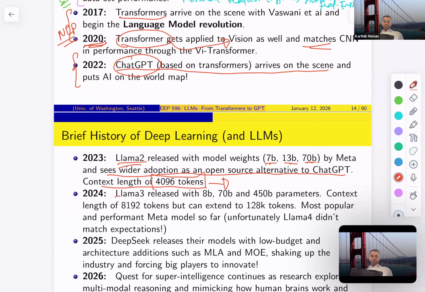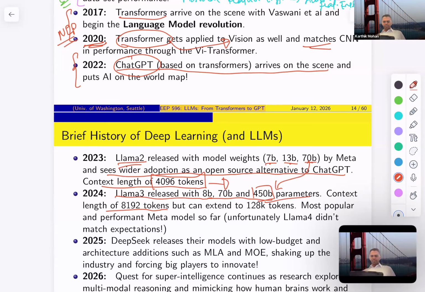And in 2024, Llama 3 was released with 8 billion, 70 billion, and 450 billion parameters. So this was a big jump. And the context length limit was 8192 tokens. So you kind of doubled it. And context length is important because let's say I have a lot of documents to feed in to an LLM. After a point, you're limited by the number of tokens you can feed in. You hit 8192 tokens, you cannot feed in any more, right? So increasing context length was also important as these models evolved.